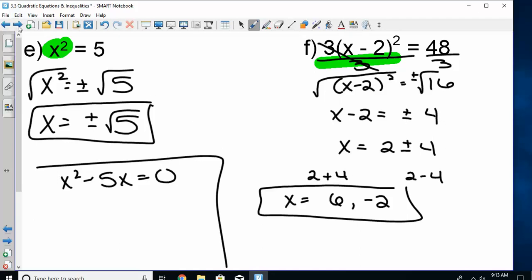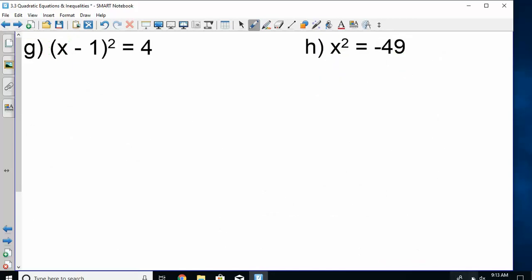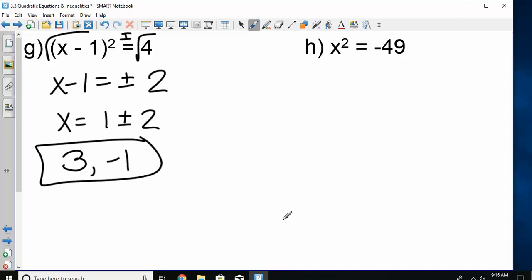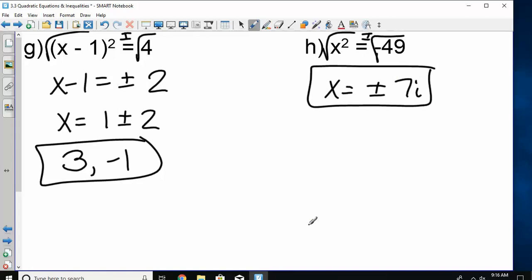I'm going to put a couple up for you guys to try. So first one, you add your square root plus and minus. So x minus 1 equals plus or minus the square root of 4 is 2. Add your 1 over. So 1 plus 2 is 3. 1 minus 2 is negative 1. So 3 and negative 1. This one, square root with it plus and minus. What's the square root of negative 49? Alright, good. Those okay with everybody?